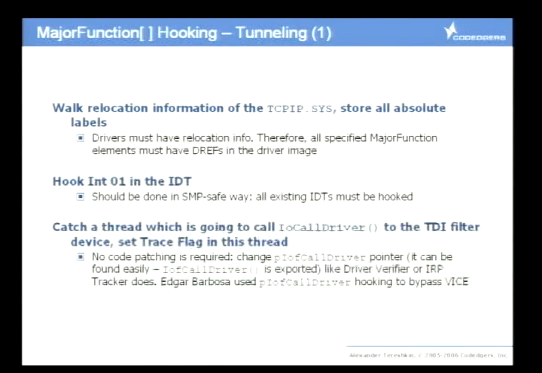We have to make 6 steps to achieve our goal. First, we should walk the relocation information of the TCP/IP to store all absolute labels which are used by this image. All drivers must have relocation info, and therefore these major function elements will have data references in the driver image. So if you get a list of all absolute pointers in the TCP/IP driver, some of them will be our needed major function addresses.